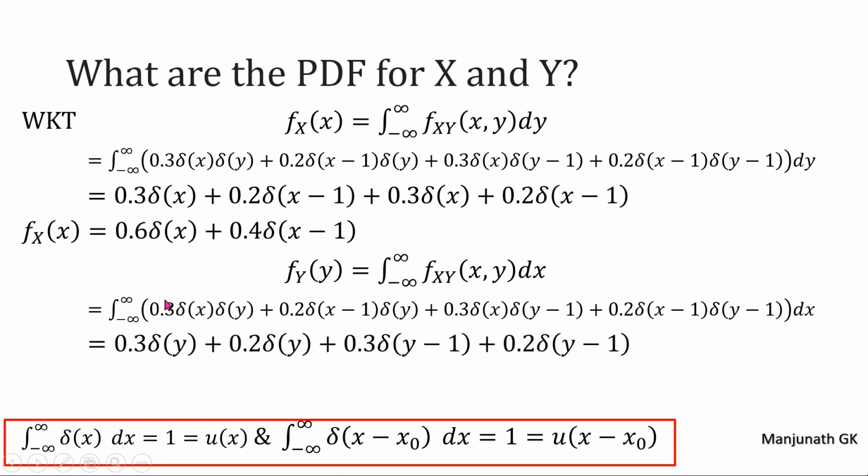As a result, the integration of delta of x gives u of x, which can be replaced by the value 1. Do the simplification here. 0.3 plus 0.2 is 0.5. It is also 0.5. So fX(x) and fY(y) are calculated here.